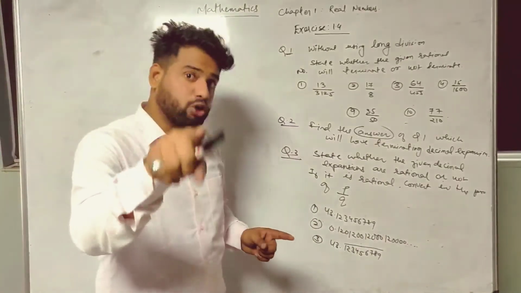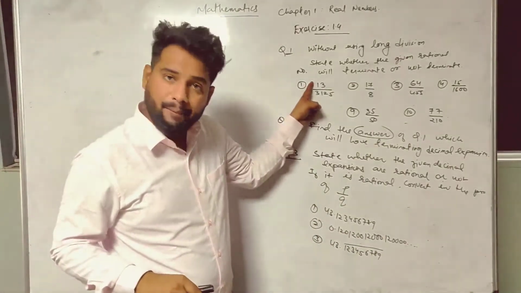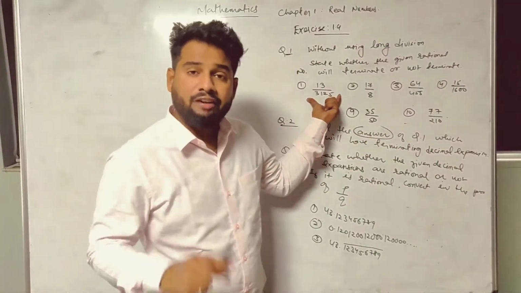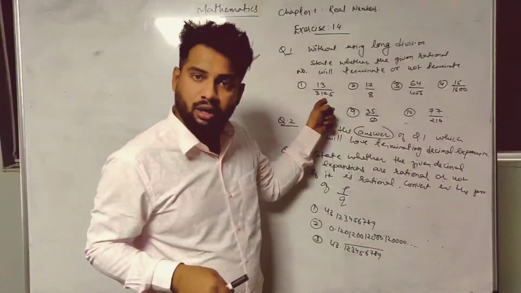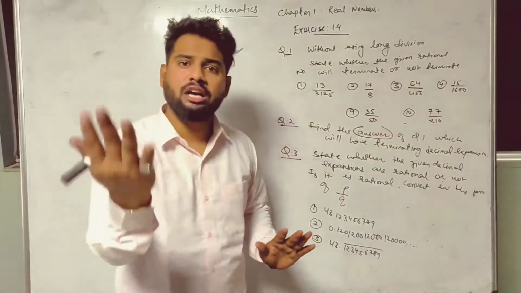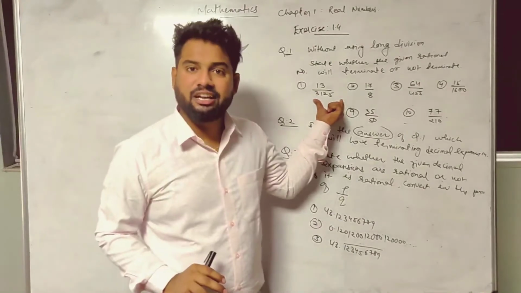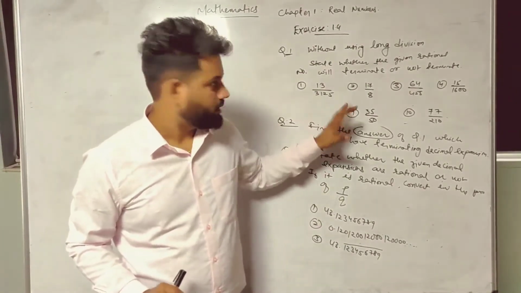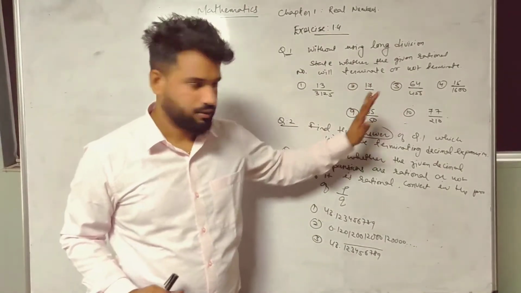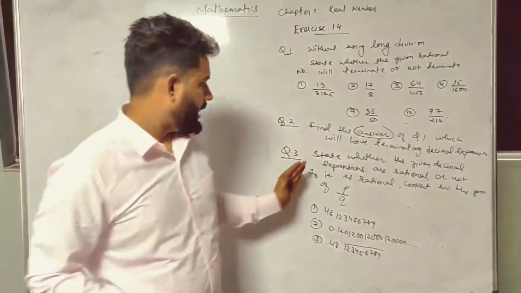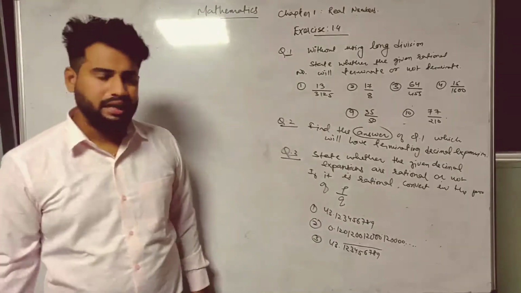Again, that also you have to do without the long division method. So whichever question in question number 1 is terminating, you have to find out its answer. If it is non-terminating, then you don't have to touch it. You only have to find the answer if it is a terminating decimal expansion. All these six questions. So that's question number 2. I will solve it with question number 1, and question number 3 I will come to later on.